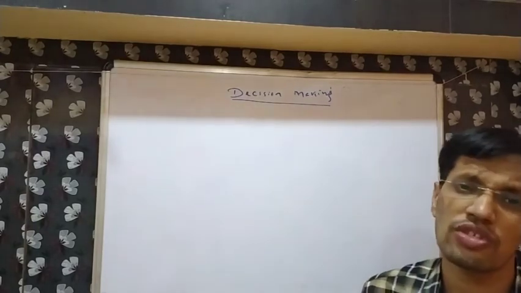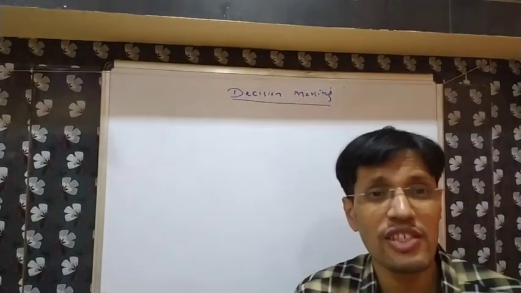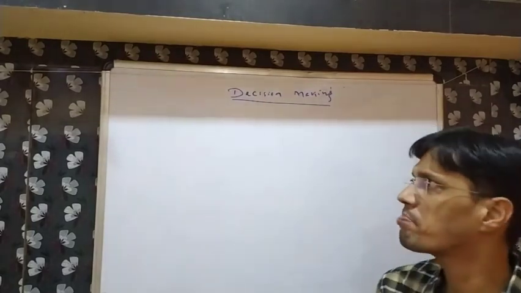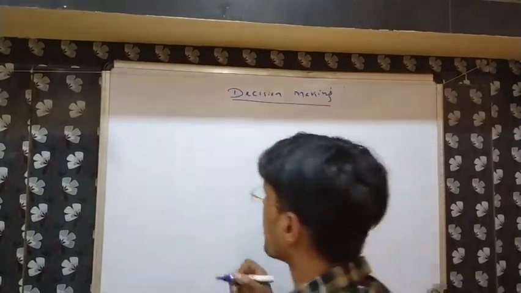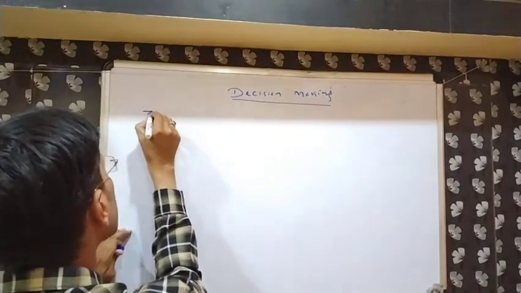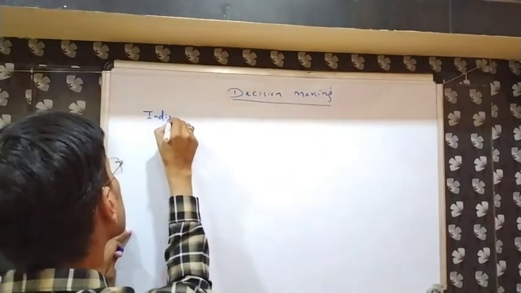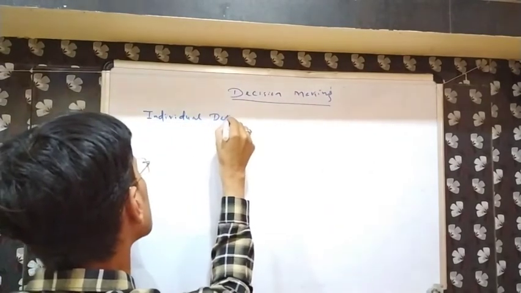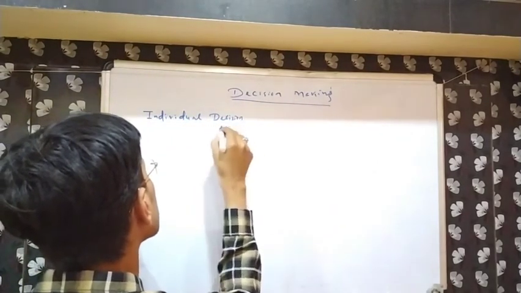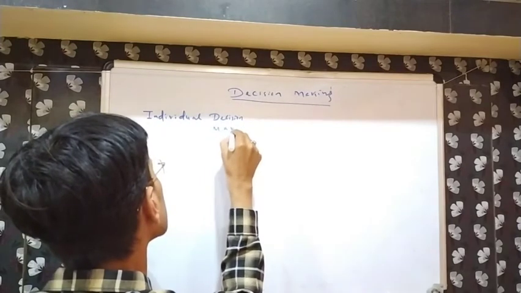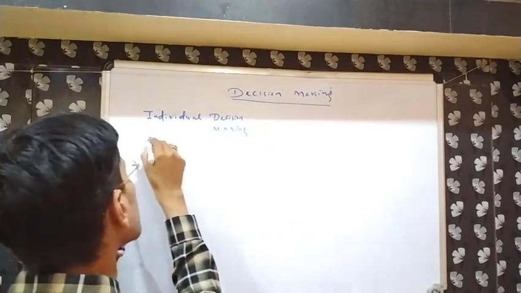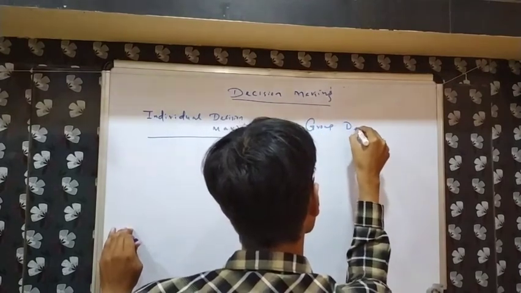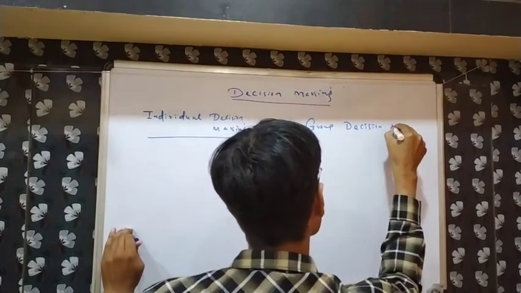As far as business decision making and organizational decision making are concerned, there are two types of decision making we find. First is individual decision making, and second is group decision making.